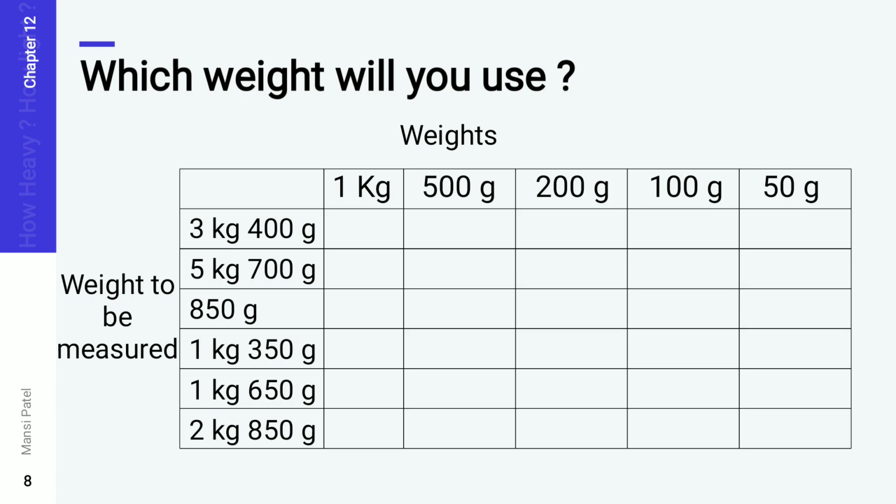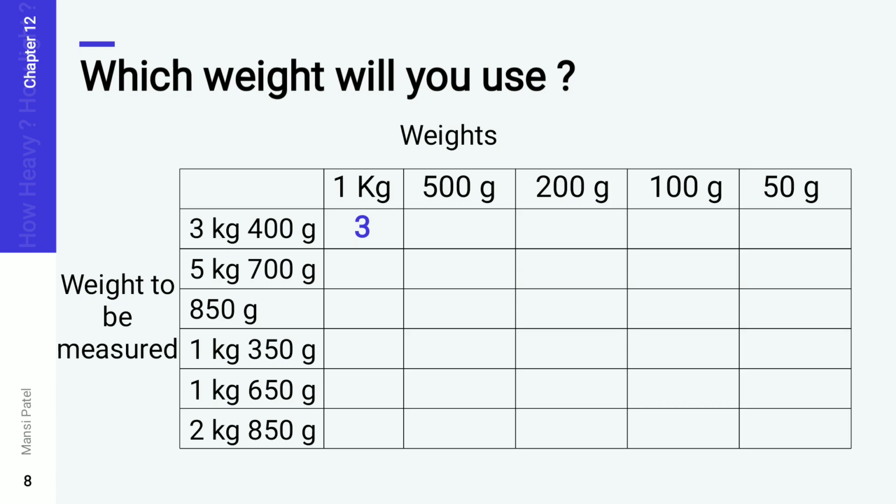So how many weights are you using of 1 kilogram? To make the 3 kilogram, you can take 3 weights of 1 kilogram. So you are making 3 kilogram. Now if you want to make 400 gram, which weight will you use and how many? To make 400 gram, which unit are you using?